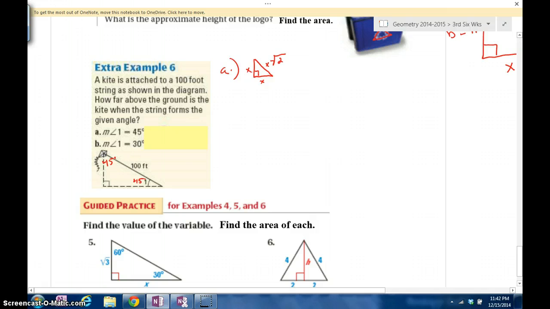Alright, so we want to see how high the kite is tethered to this 100-foot long string that makes up our hypotenuse. So we know that the hypotenuse is x square root 2, and we have a kite length of 100. So the 100 feet should equal x square root 2 as our rule for the special right triangle. So we're going to divide out square root of 2 on both sides.